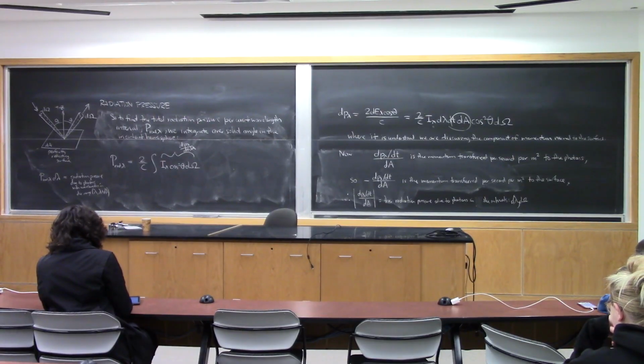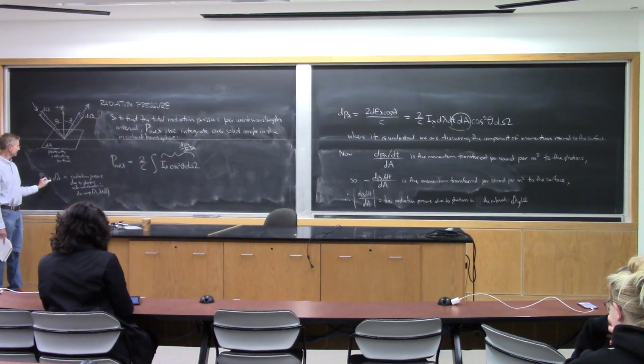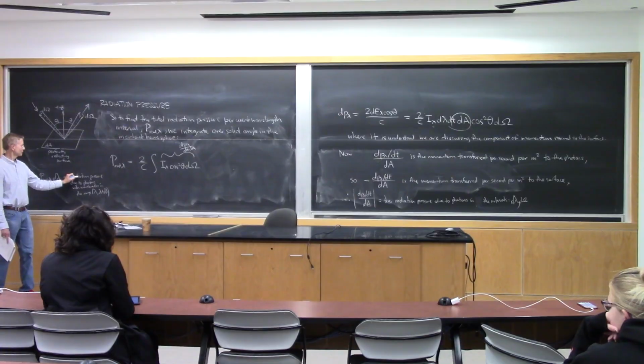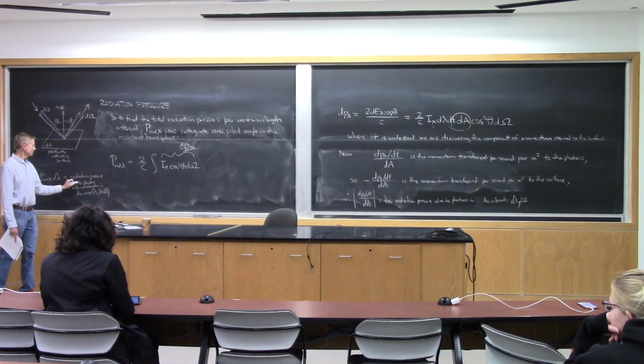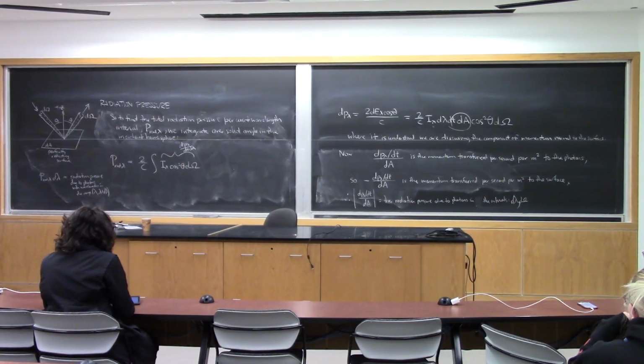And what is it that you cannot read, Kathleen? P rad lambda d lambda equals radiation pressure due to photons with wavelengths in the range lambda to lambda plus d lambda. Thank you.